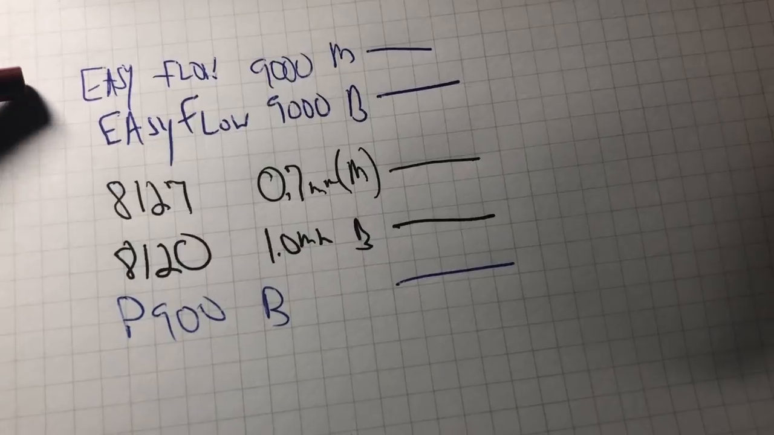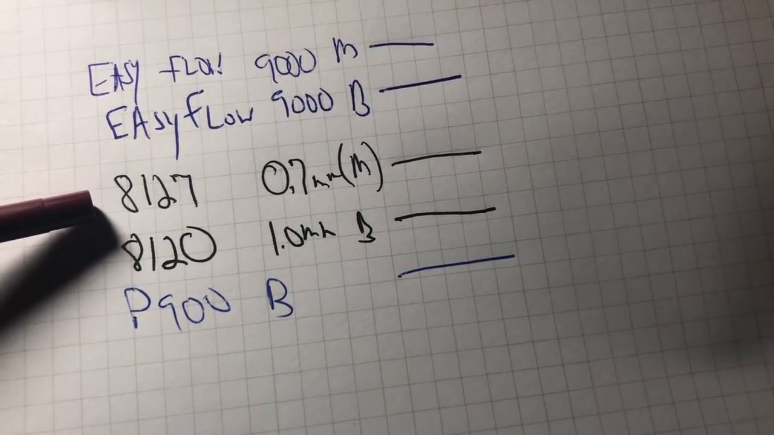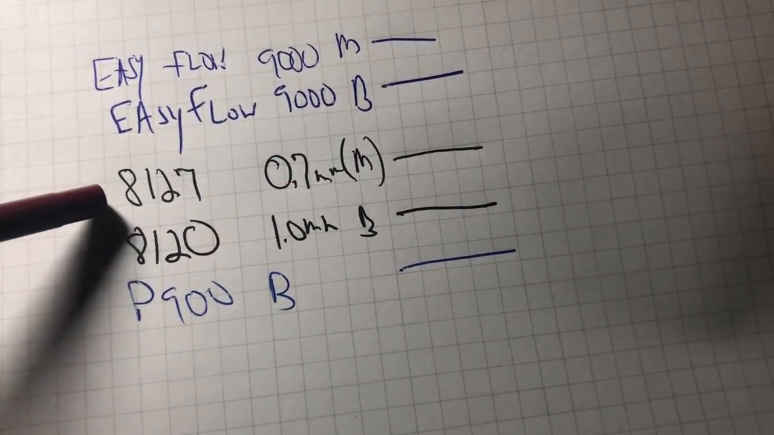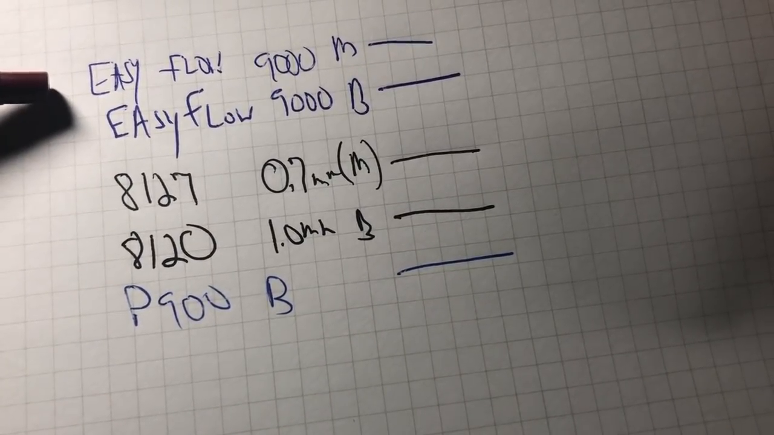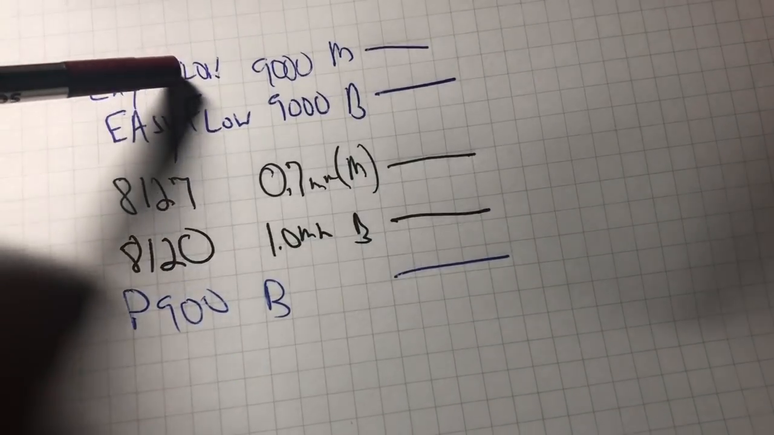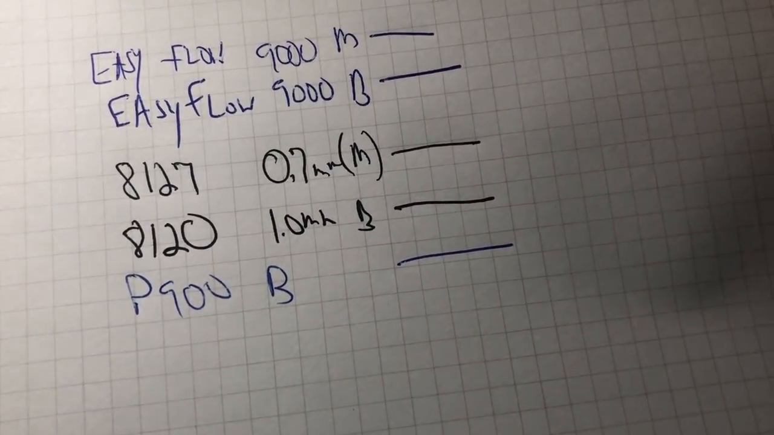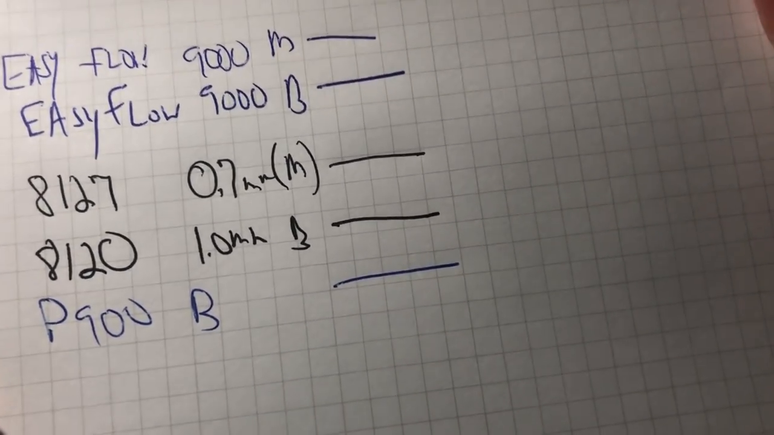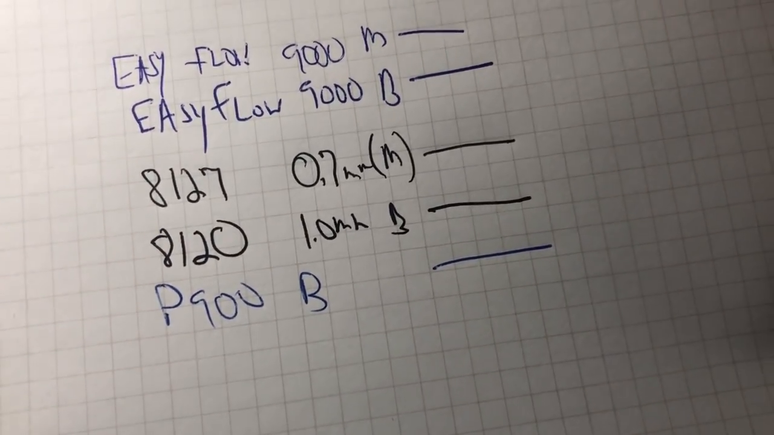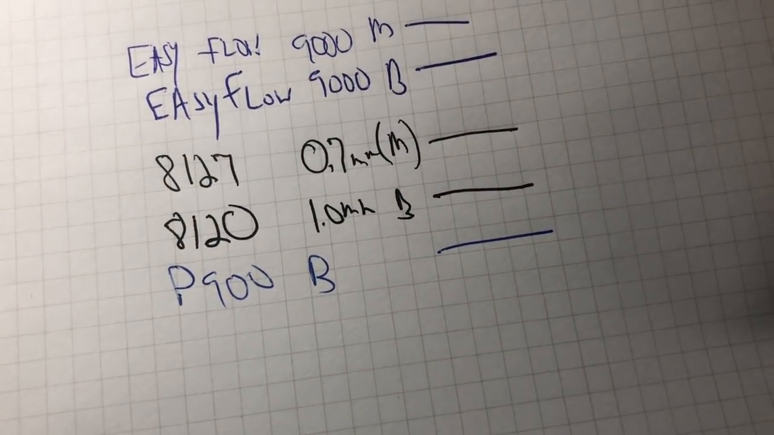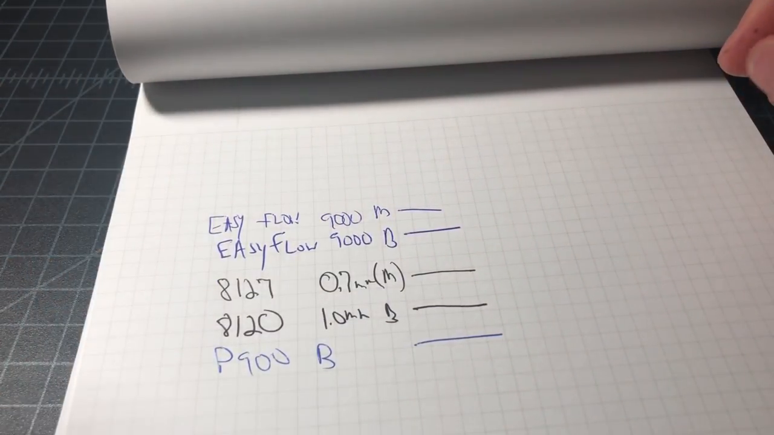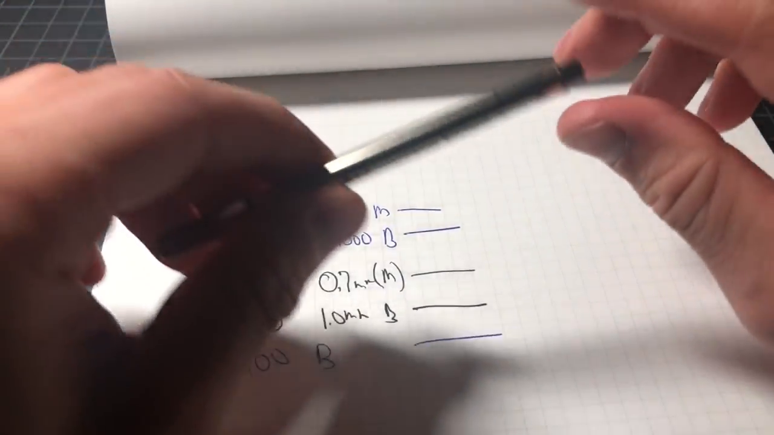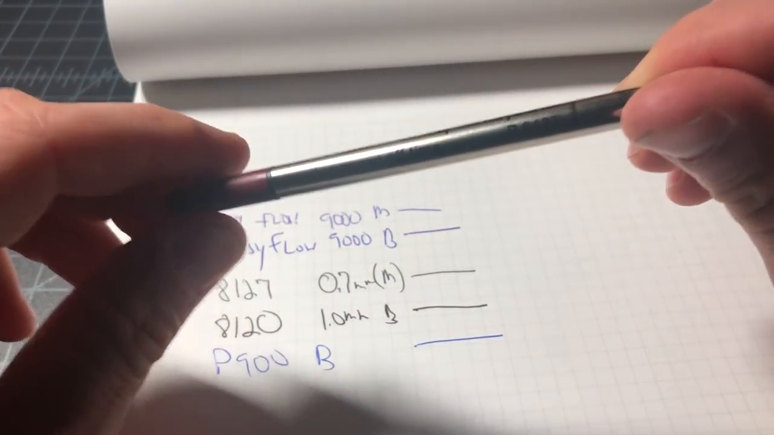Then we have the 8127 and the 0.7 millimeter, which is a really great day-to-day ink. Then we have the Easy Flow 9000M. It clearly broke up a little bit here, but that one's brand new. It probably just needs a little bit of writing. I haven't found that pen to skip very often. And again, that's another great pen for day-to-day use. I am missing the 8126, which is a 0.6 millimeter, but you get the point.